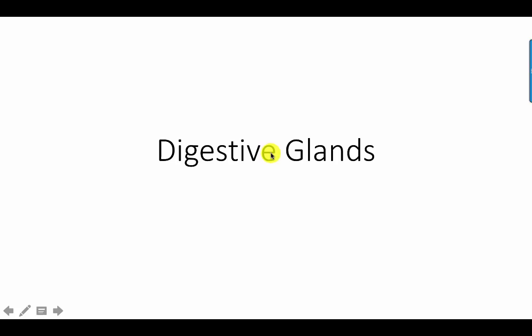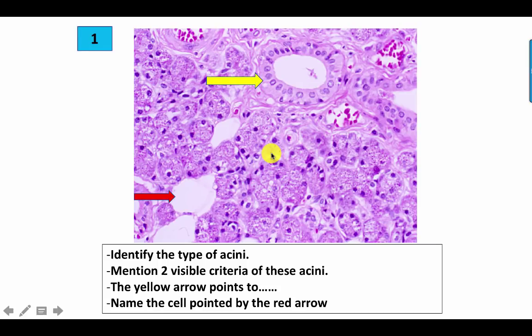Now we will move to the digestive glands, starting with this picture. Identify the type of the acini. These are all serous acini because they have rounded nuclei and a narrow lumen, as you will see now. In the second question, mention two visible criteria. It is small in size with a narrow lumen, and the narrow lumen is very evident. Here it is a lumen and this is a lumen. These are the lumina, and it has a basophilic granular cytoplasm. The granules here are actually acidophilic zymogen granules.